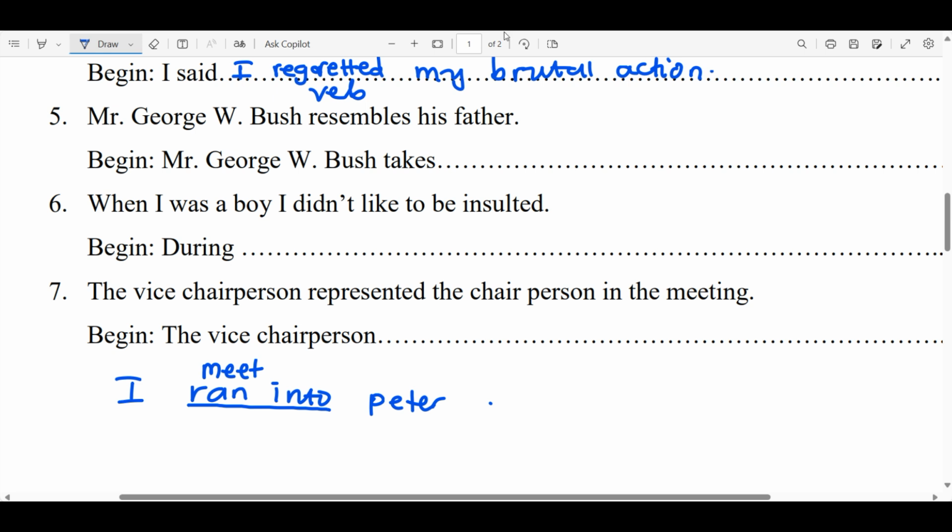of the initial words. So for the first one, we are told Mr. George W. Bush resembles his father. So the single word that we have is resemble. So we want to find the phrasal verb that we can use to mean the same as resemble, but that phrasal verb must have the word takes. So we are going to say Mr. George W. Bush takes after his father. Takes after simply means to resemble.